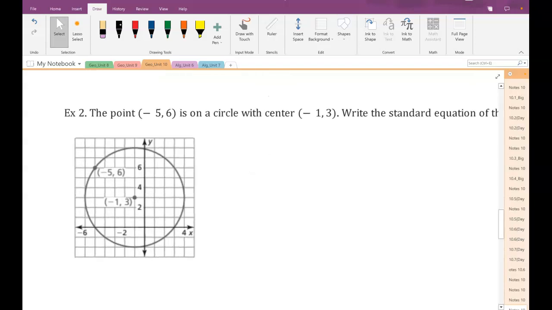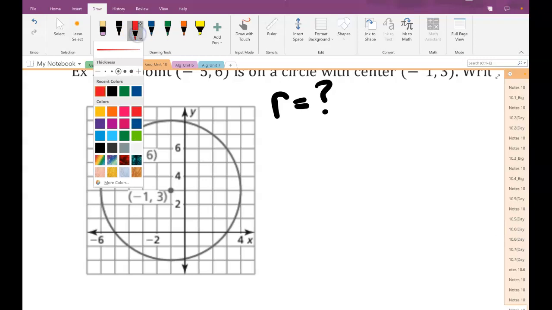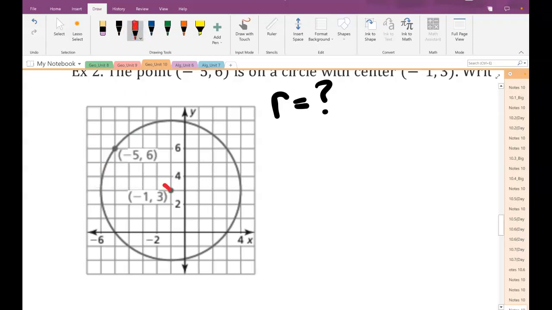Now we're going to do it the opposite direction, where we have a point on our circle and we have our center and we have to write the standard form. Well, if we know the center, we know what our h and our k is. It's -1 and 3. But we don't know what our radius is. That's our question mark. We could find the radius by taking the length of our line from the center of our circle to any point along the outside. And we happen to be given a point, so we're going to use that. And to find the distance between 2 points, we can use our distance formula. So this is our radius.